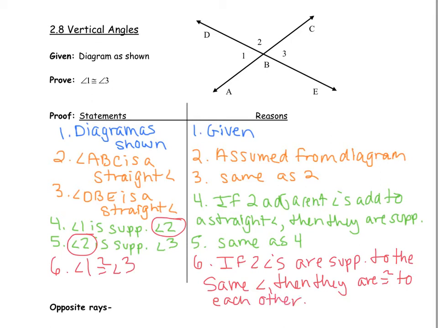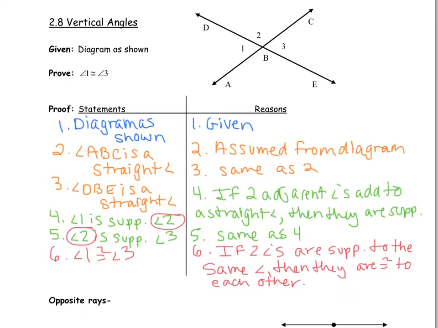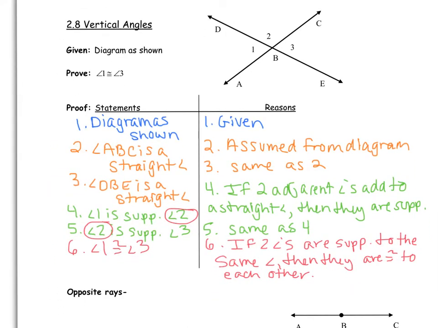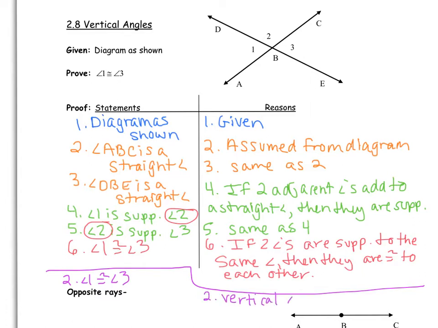Now I'm actually going to teach you a way to do this problem in just 2 steps. By the end of today, you're going to be able to just say, step number 1, given. Step number 2, angle 1 is congruent to angle 3 because vertical angles are congruent. Now let me teach you what vertical angles are.